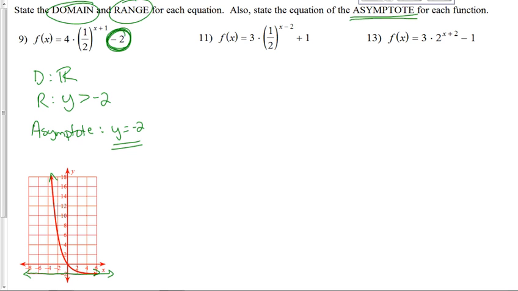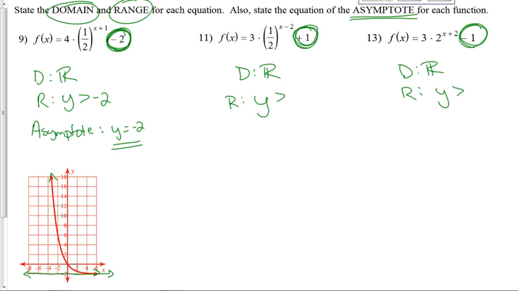Don't just write -2 here, write the whole equation. So again, it has to do with that 1 and that -1. Domain, easy for all of these. Range, it's always going to be y is greater than the last number there, because that's where it was shifted up and down. And then the asymptote also has to do with that shift too. Remember, we're writing the equation, y equals 1 and y equals -1.